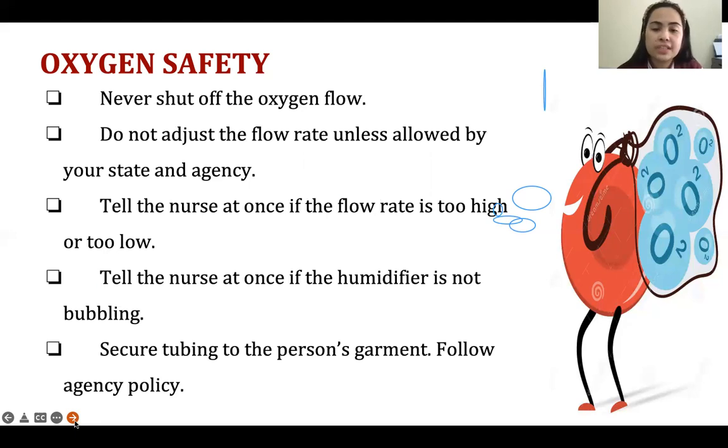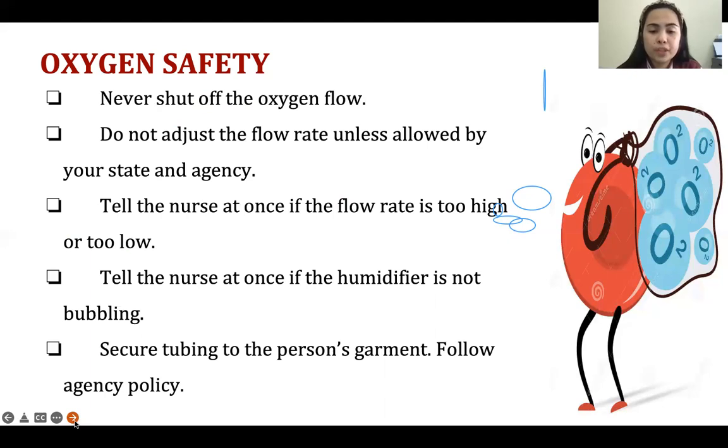Tell the nurse at once if the humidifier is not bubbling. Okay, if you notice in an oxygen device, there is a bubble. A device where there is water and it's bubbling, that is called a humidifier. If that humidifier is not bubbling, it means that it needs to be replaced.